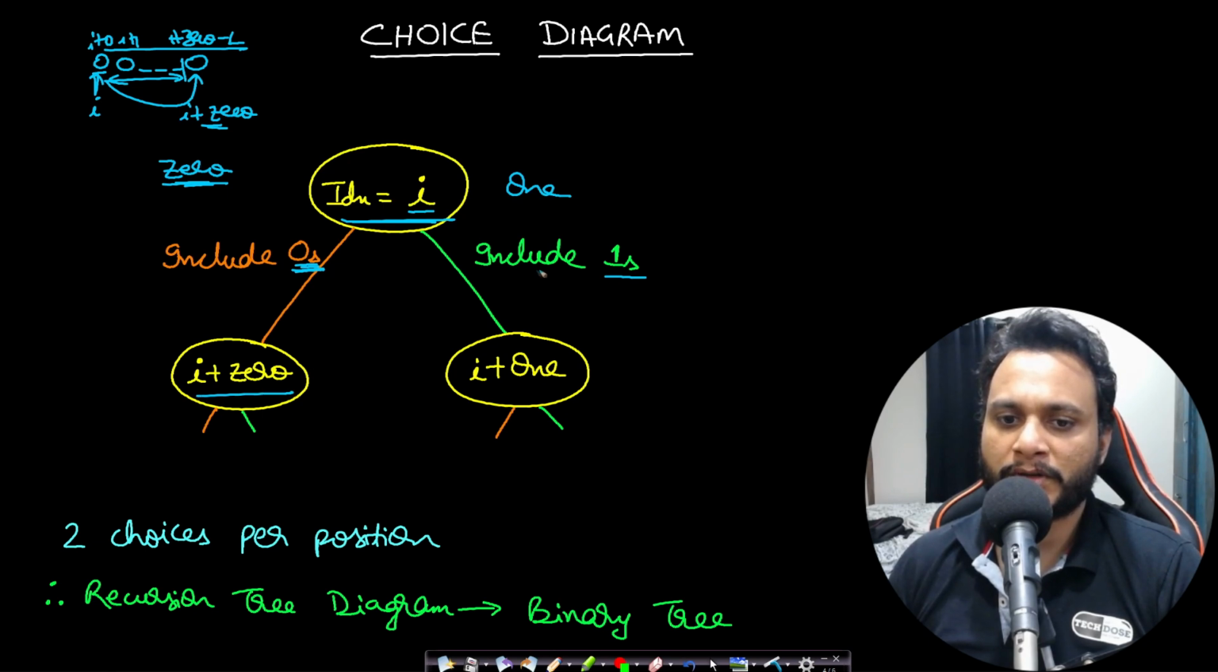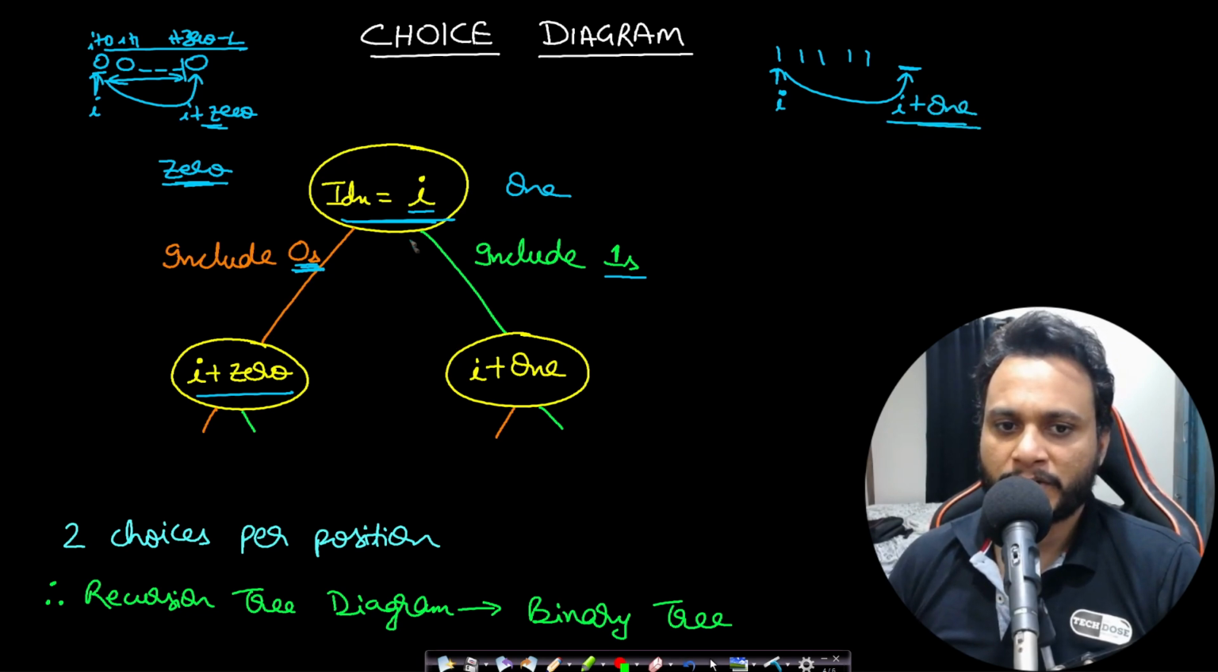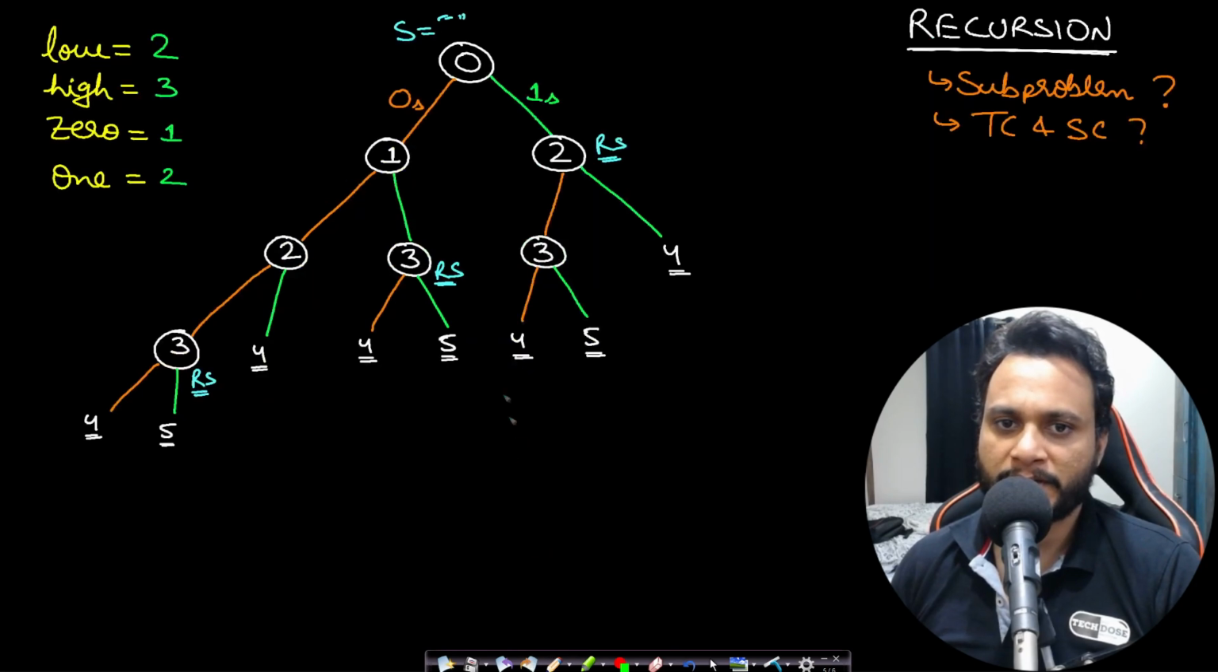And if you include ones from I, then all will be ones, and we will be going to the next position from where we can start filling up, and that position will be I plus the size of the ones subarray. Okay, so these are the two choices. Being at a position, we can choose to fill up with zeros, or we choose to fill up with ones, right? So the recursion tree diagram will be a binary tree because we have two choices per position. Okay, so having understood all these things, let's now try to solve this problem by recursion.